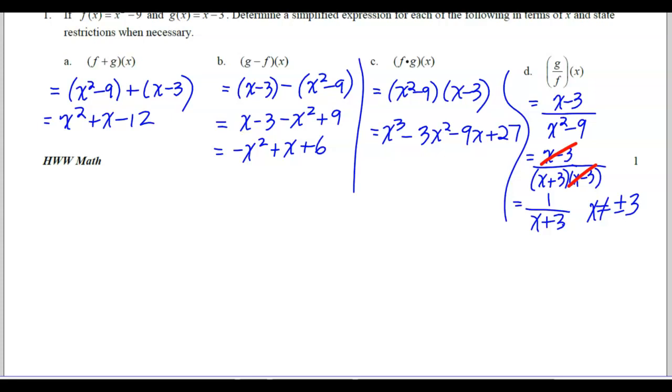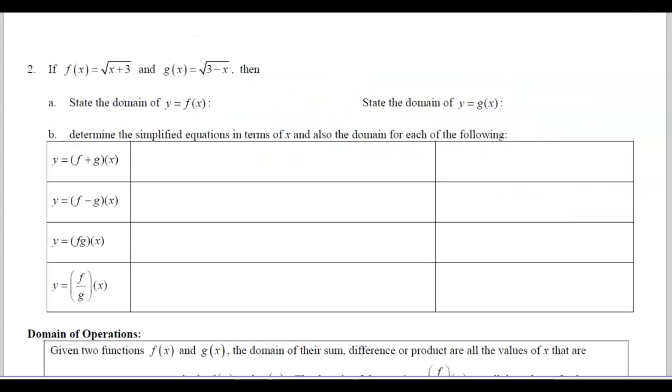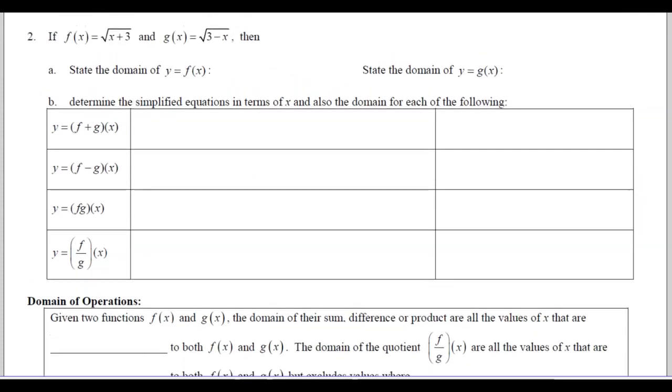Okay, so those were for polynomial functions. Let's turn over to the next page. Now we're going to look at radical functions. Basically doing the same thing. You won't be able to simplify very much. Okay, there's not going to be a lot of like terms. Notice in this, we've asked you to state the domain for each of them. So this is a good review from last week.